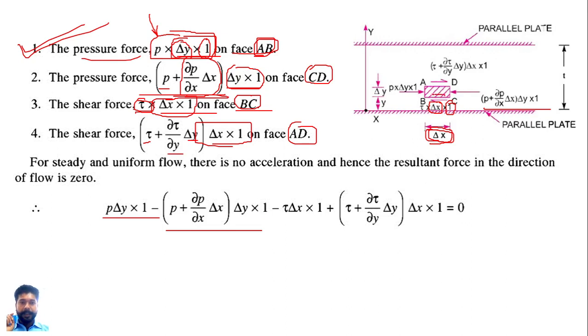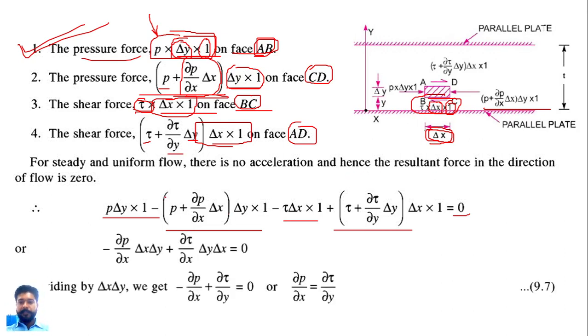which is again applied in the opposite direction, and the positive of tau plus del tau divided by del y into delta y into delta x into 1. That will be equal to 0, because there is no change in the acceleration, and this is for steady, uniform flow.